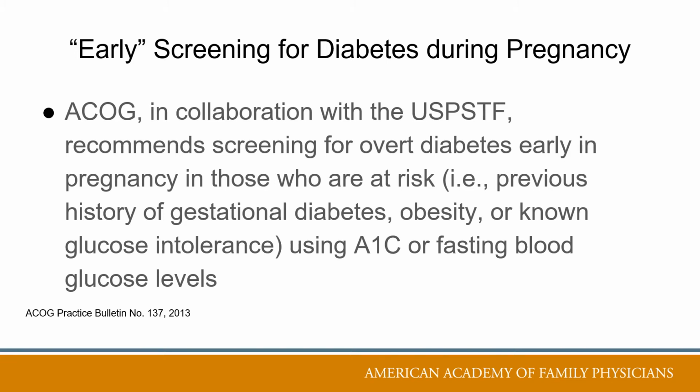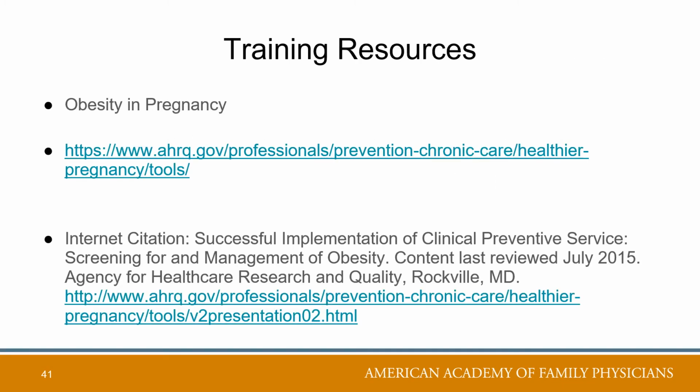We want to think about patients who are at higher risk, for example, those with a previous history of gestational diabetes, obesity, or known glucose intolerance, and screen for diabetes in those patients using an A1C or fasting blood glucose levels. When it comes to taking care of pregnant women who struggle with obesity, we want to think about compassionate care and think about the different risks that can come with it while being very careful about the language that we use.